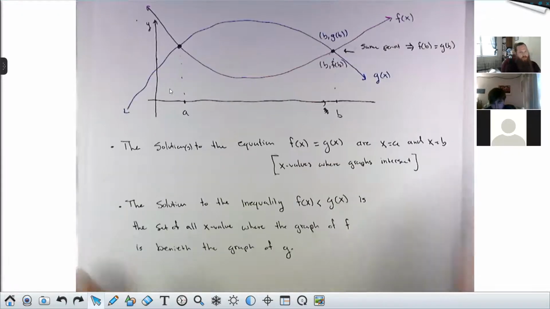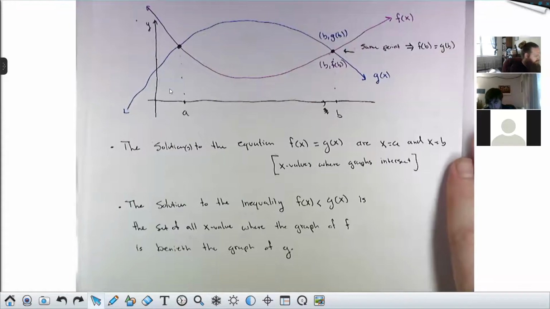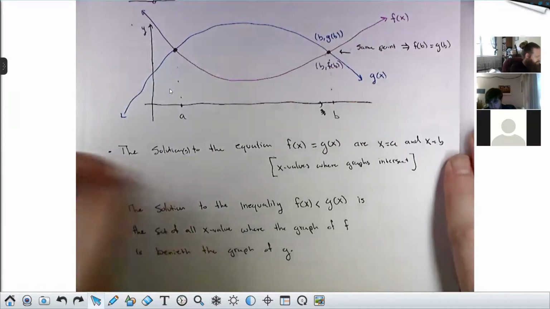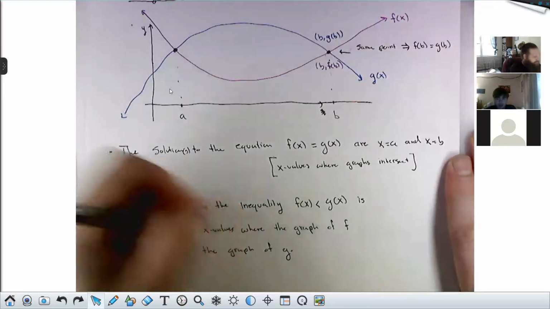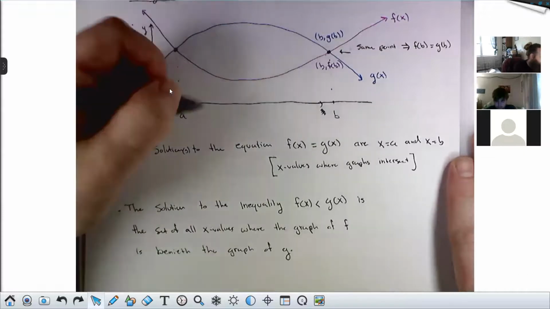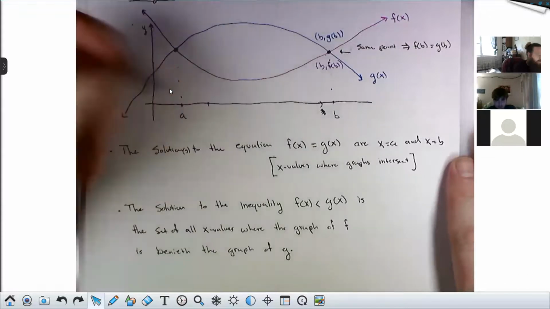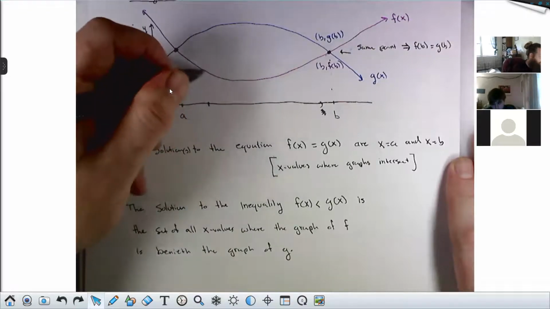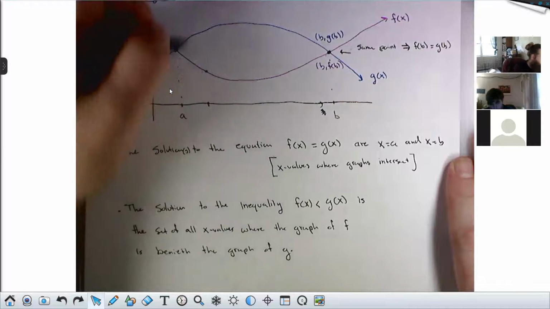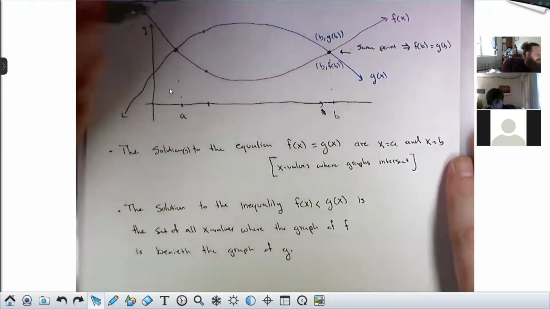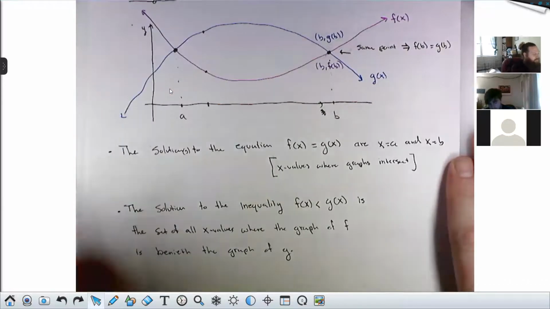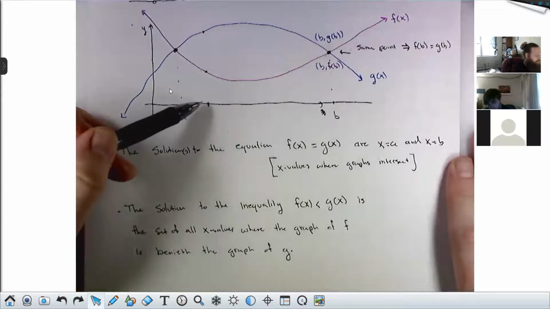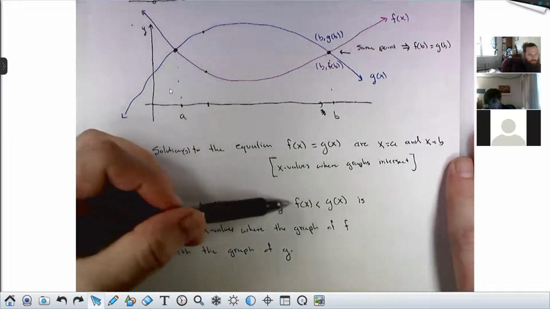So the solution to that inequality is the set of all x values where the graph of f is beneath the graph of g. So you can kind of look one x value at a time or just take a few samples. Like if I look at this particular x value right here, the purple graph at that x value is beneath the blue graph at that x value. So this guy, whatever he is, would be a part of the solution set to this.